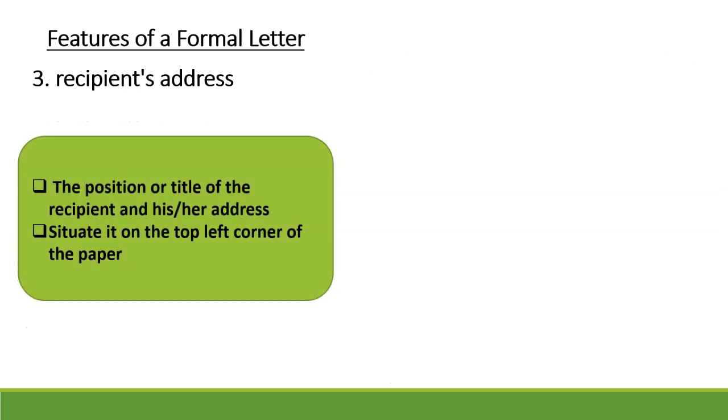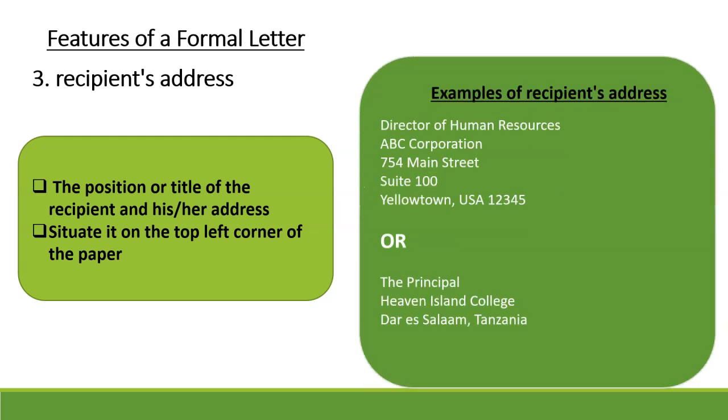We also have the recipient address. Situate it at the top left corner of the paper, and the recipient address usually begins with the title of the recipient. That is, if the person is in authority, then you write the person's address. Let's look at some examples. So we have Director of Human Resources, ABC Corporation, 754 Main Street, Suite 100, Yellowtown, USA, with the number.